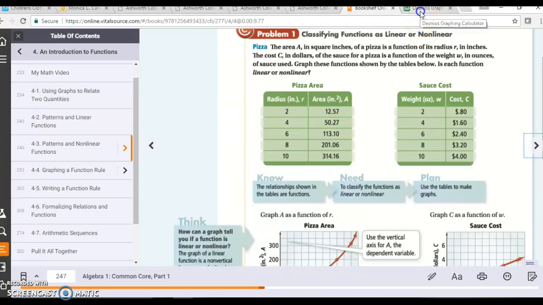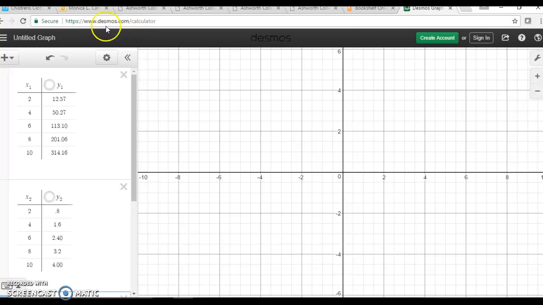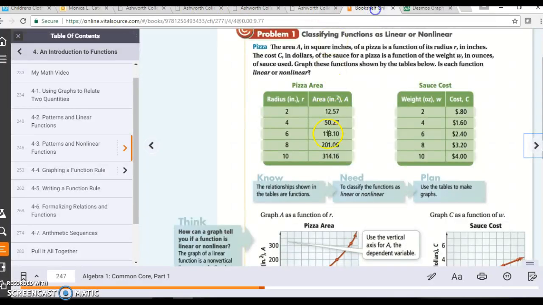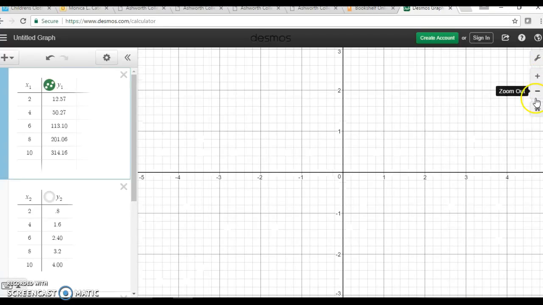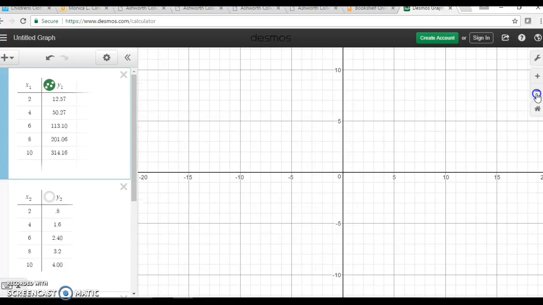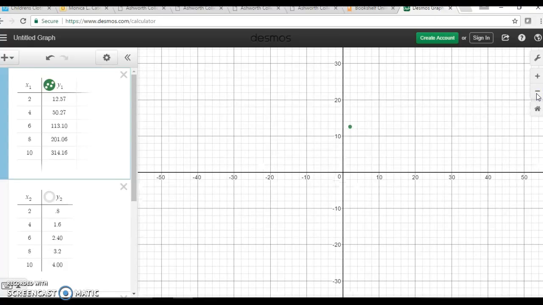I'm using a free graphing calculator called www.desmos.com. Here's my first one. I just come here to add an item, and I go to insert table, and then I'm able to plug in my numbers. I plugged in the numbers, as you can see here, and I've actually turned it off. So I'm going to turn it back on, and I can't see them because of the numbers that I have here. So I'm going to zoom out so I can see. There's my first point.